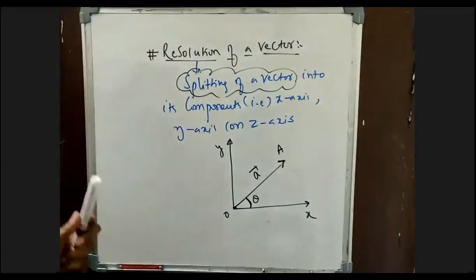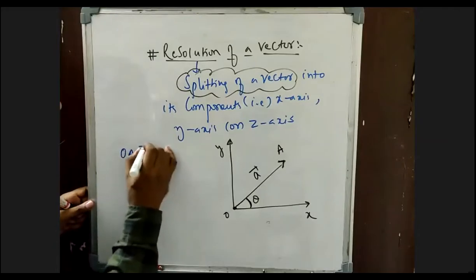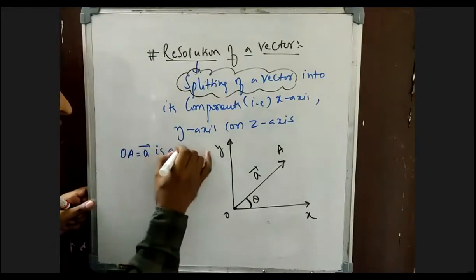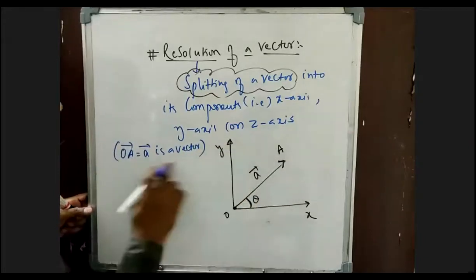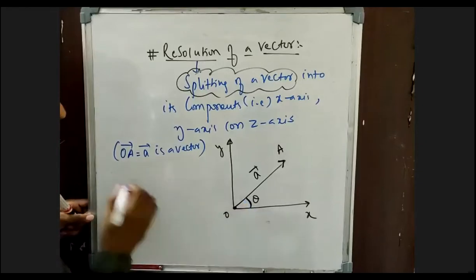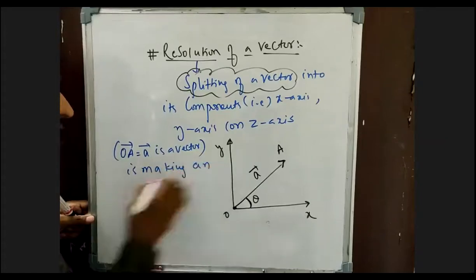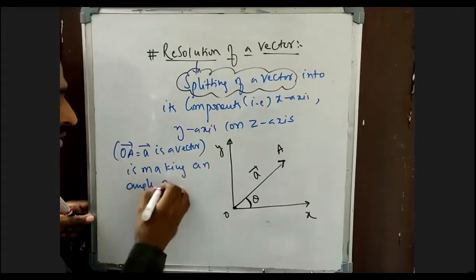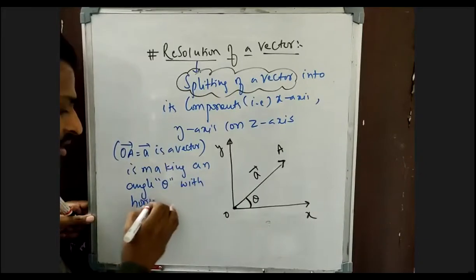So the vector is OA. OA is nothing but A bar, which is a vector quantity, making an angle theta with the horizontal.